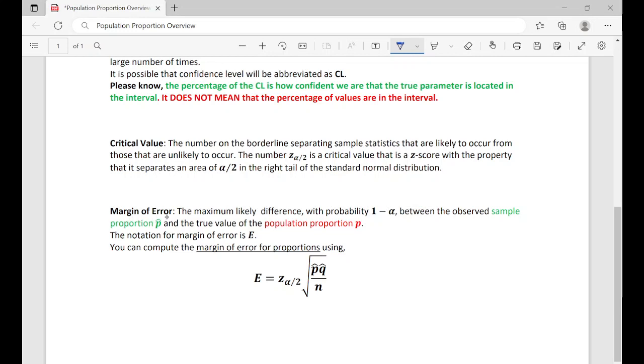And last, margin of error, the maximum likely difference with a probability of 1 minus alpha between the observed sample proportion, p hat, and the true value of the population proportion, p. The notation for margin of error is capital E, and you can compute the margin of error for proportions using this formula here: z sub alpha over 2, the critical value, times the square root of p hat times q hat over n. And q hat is just 1 minus p hat. So make sure that p hat, q hat, and n are all underneath the square root when computing the margin of error.